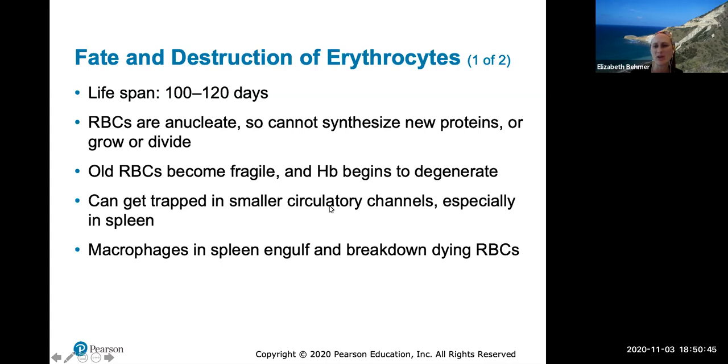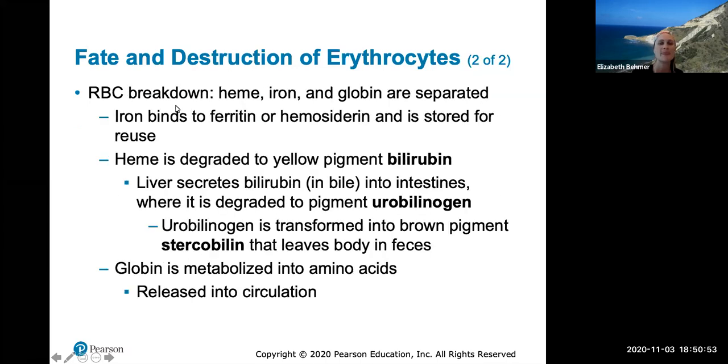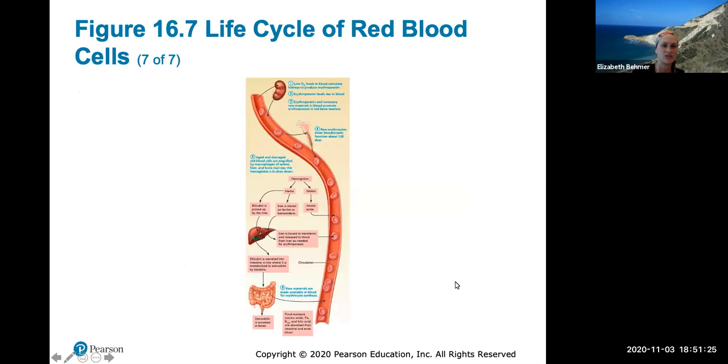They can get trapped in smaller circulatory channels, especially in the spleen. Macrophages in the spleen will engulf and eventually break down the dying red blood cells. But when your red blood cells are broken down, their components can be recycled and stored, like the heme group, the iron and the globin, parts of the hemoglobin. Heme can be degraded to bilirubin. The liver will secrete the bilirubin as bile into your intestines, where it will be degraded even further, and that will leave your body in the feces. And globin will be metabolized into its own separate amino acids, which will be released into circulation.